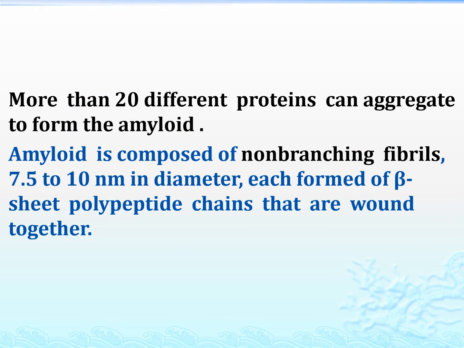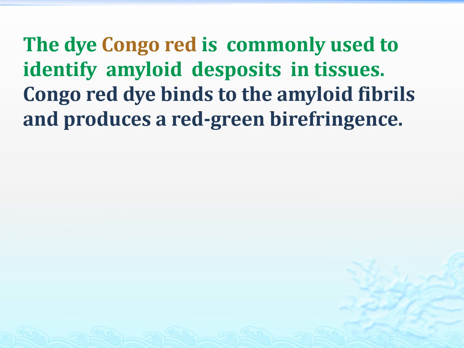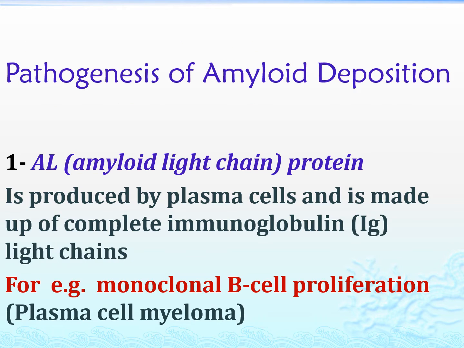More than 20 different proteins can aggregate to form the amyloid. The dye Congo red is commonly used to identify amyloid deposits in tissue. Pathogenesis of amyloid deposition. Amyloid light chain. Amyloid light chain protein is produced by plasma cells and is made up of complete immunoglobulin light chains. The example for this is monoclonal B cell proliferation in plasma cell myeloma.